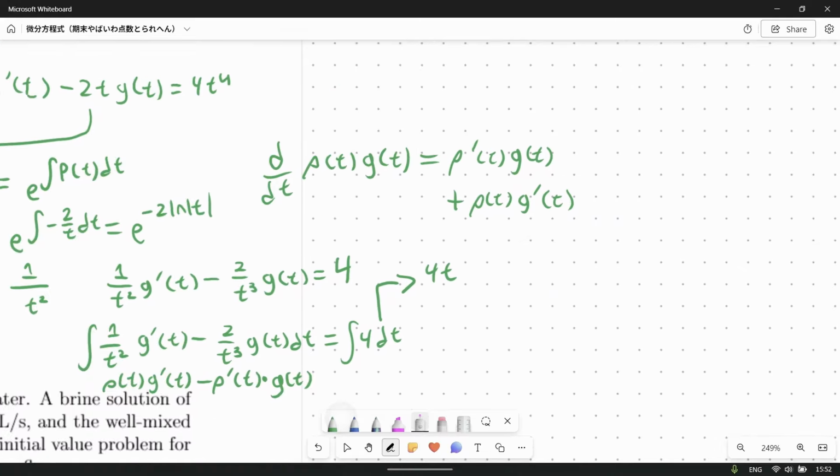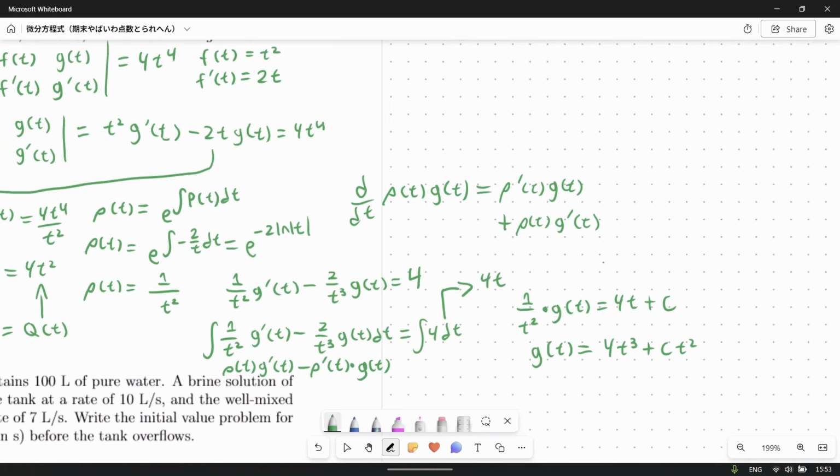So our final equation takes the form of 1 over t squared times g of t equal to 4t plus some constant. From here, all we have to do is solve for g of t, and we have our answer, the general solution to this differential equation. I'm going to move this 1 over t squared to the other side to cancel it out and isolate g of t. And we end up with g of t equal to 4t cubed plus ct squared. So we have found what g of t is equal to.